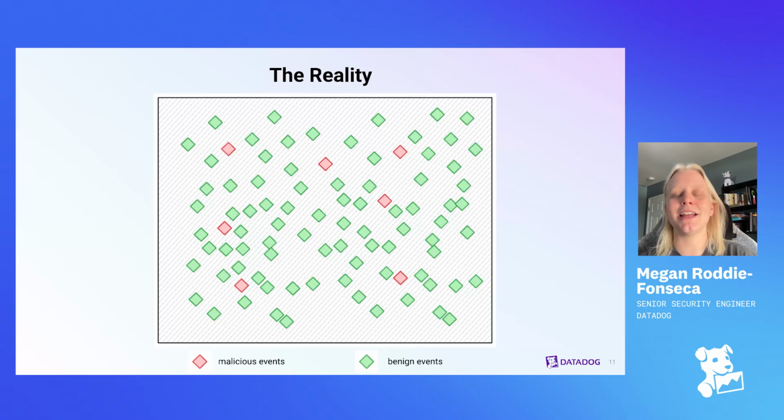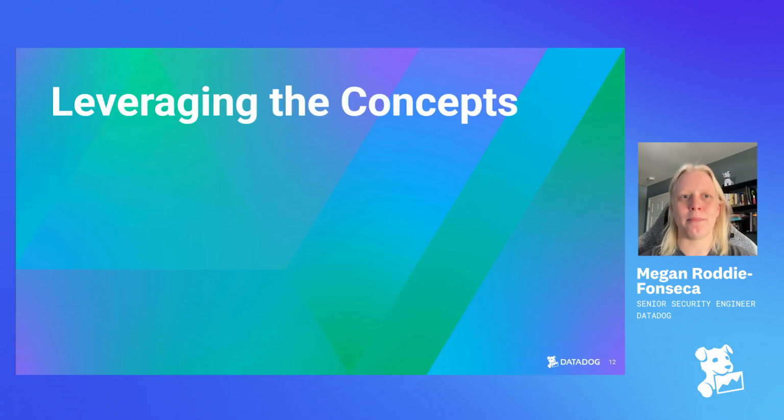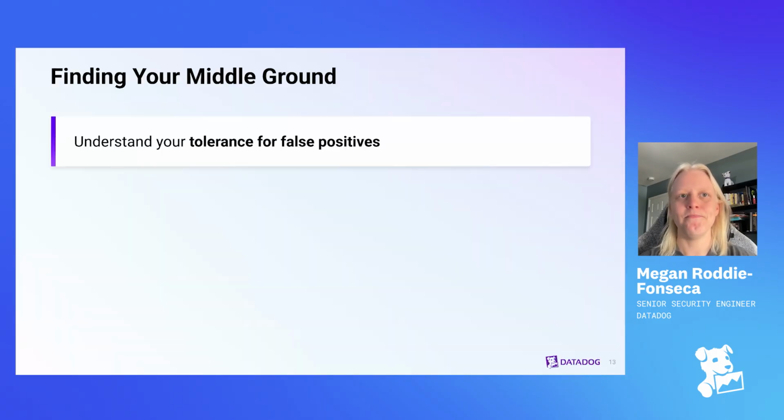So again, we can't just play this game of whack-a-mole with these detections. We do have to make them more behavioral to be effective, but you're having to capture them within a sea of benign activity. So that's where the major challenge is. So leveraging these concepts, how do we find that middle ground? The first thing you need to do is understand your organization's tolerance for false positives. Depending on who you are, what your middle ground is going to be different.